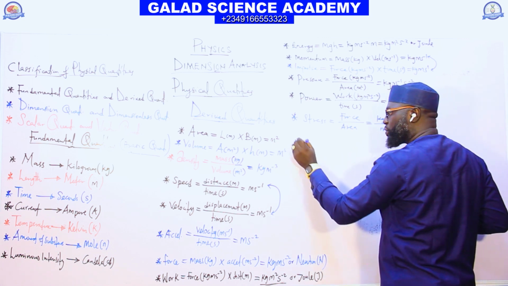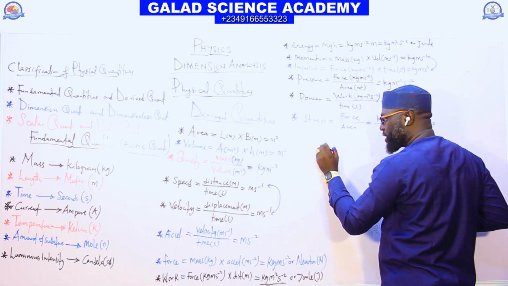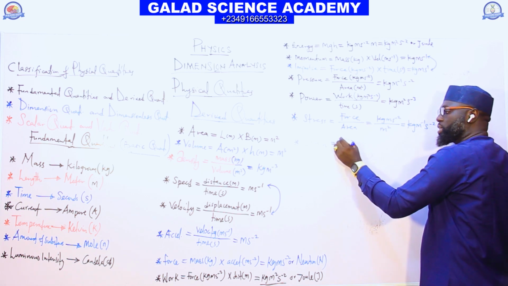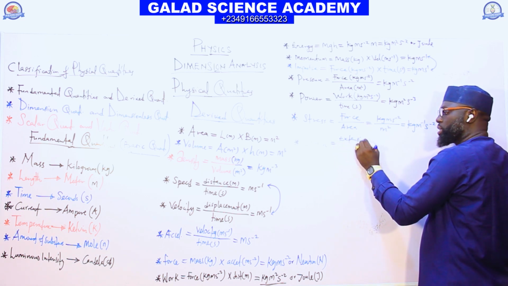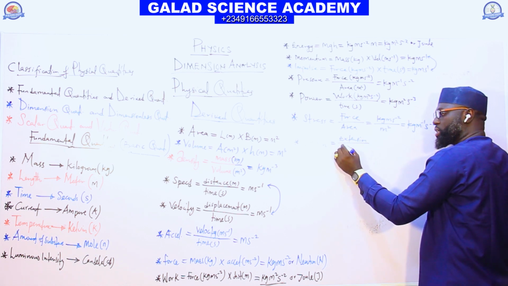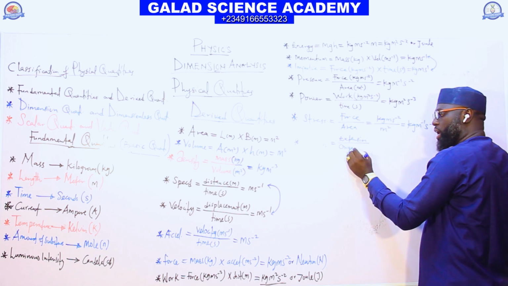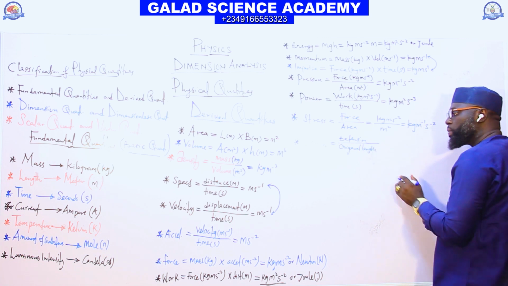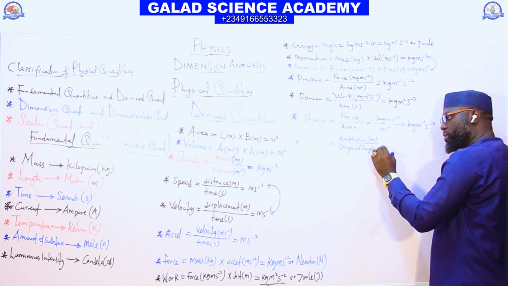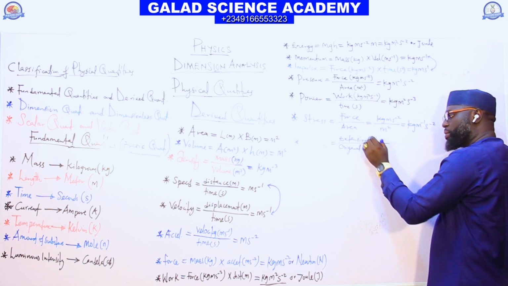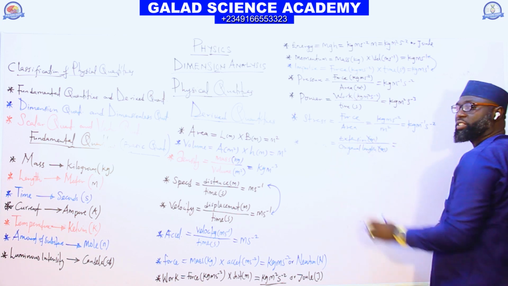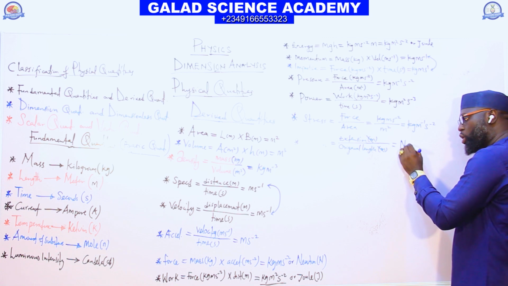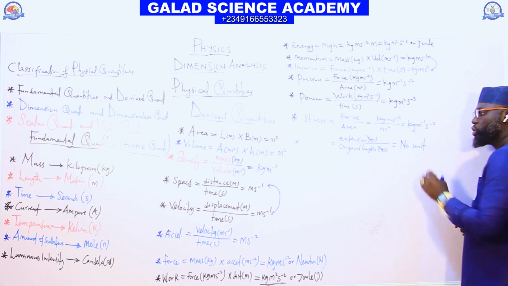What is the dimension for strain? Strain is extension over original length. Extension is measured in m. Original length is also measured in m. They cancel each other. This strain is unitless, or it has no unit.